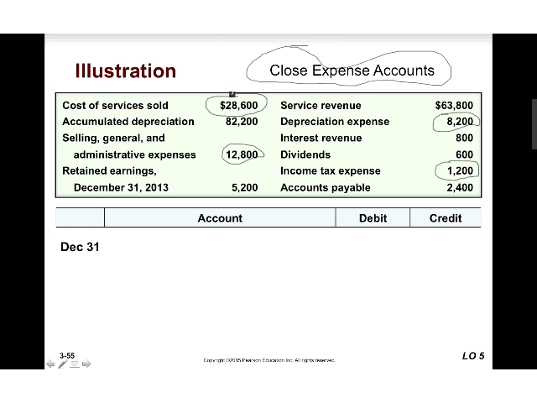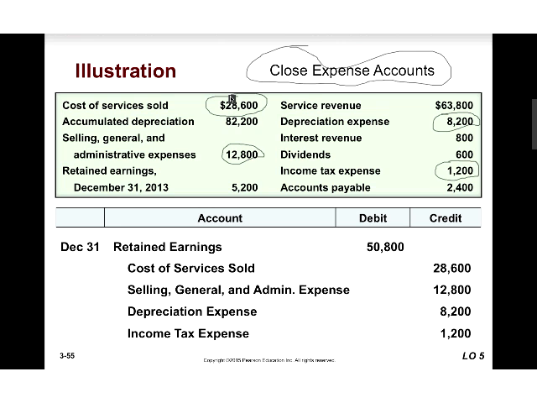I want them to be a balance of 0. So I need to credit all the expense accounts, and then I'm going to add all those together and debit retained earnings. So what we're going to see here is all those credits: the credit to cost of services sold, the credit to selling general administrative expense, the credit to depreciation expense, and the credit to income tax expense. So we have those 4 credits. I add those 4 numbers together, and that's where I get my debit to retained earnings. To close expense accounts, I am always going to credit every expense account I have, and then the total of that will be debited to retained earnings.